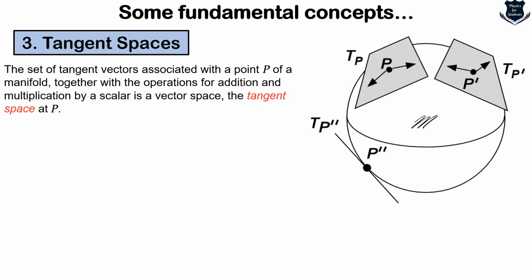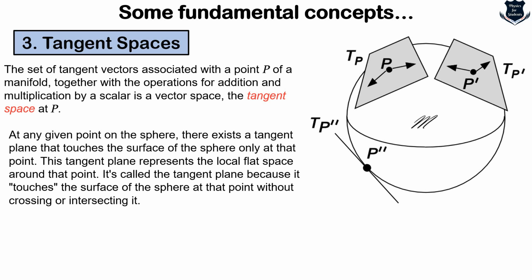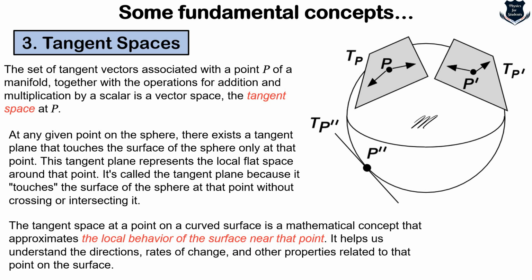The third point is called tangent spaces, or later, as it has been extended, tangent bundles. The set of tangent vectors, remember it is a set, right? The set of tangent vectors associated with the point P of a manifold, together with the operations of addition and multiplication, is called the tangent space at P. So here you can see that this plane has just kissed the surface at the point, so that is why it is called the tangent.